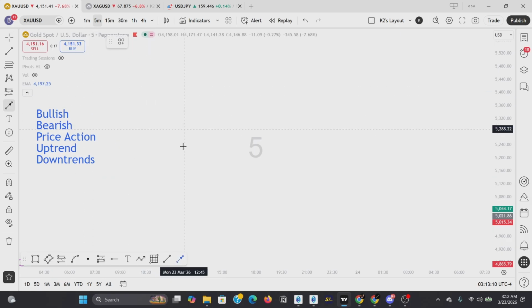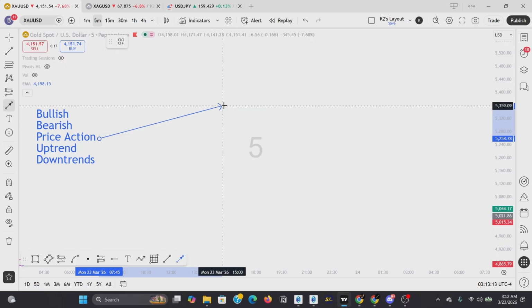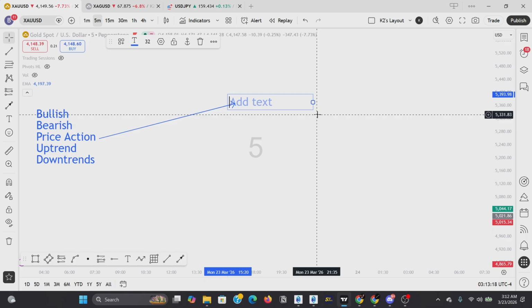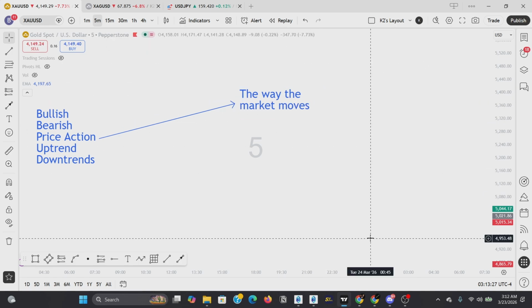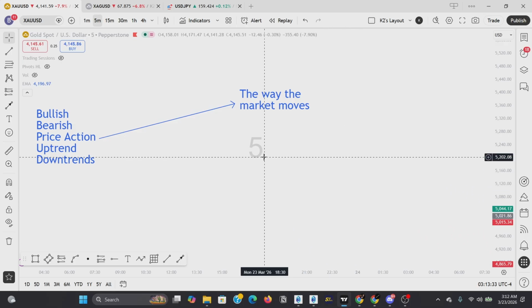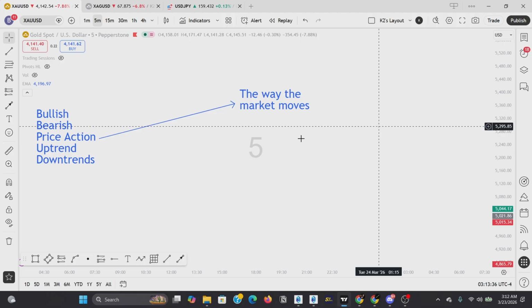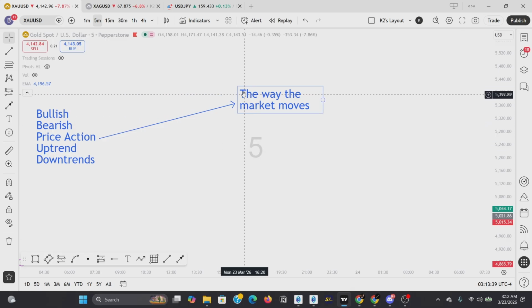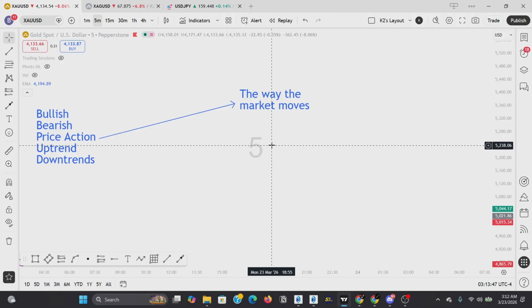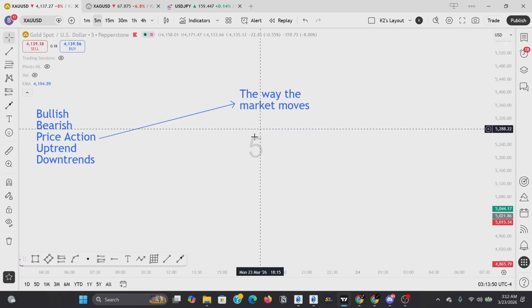So to start off, we're gonna start off with price action. So what is price action? Price action is, simply put, the way the market moves. Whenever people ask me what I trade, I tell them I trade price action. I trade simply the way the market moves. I trade the direction of the market, the bias of the market. It's that simple. That's what I trade.